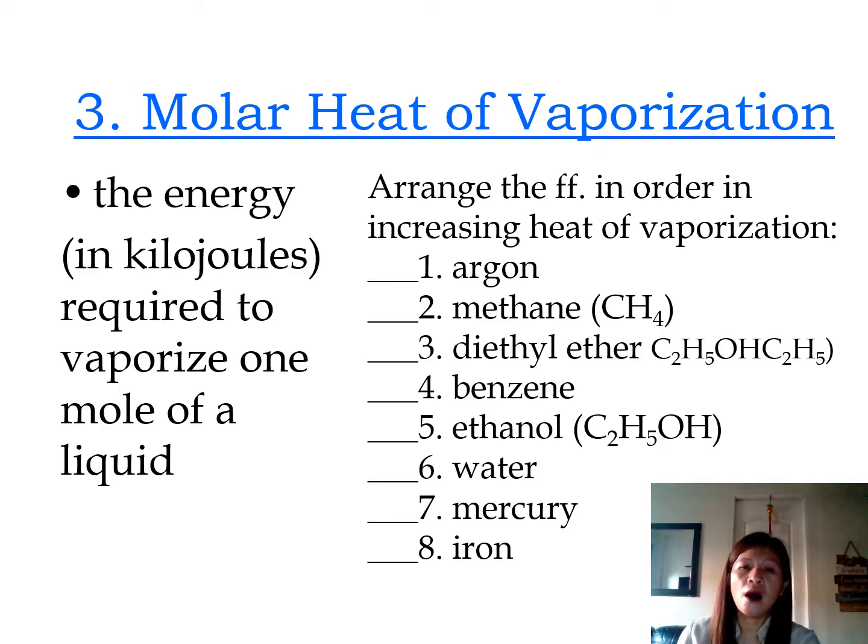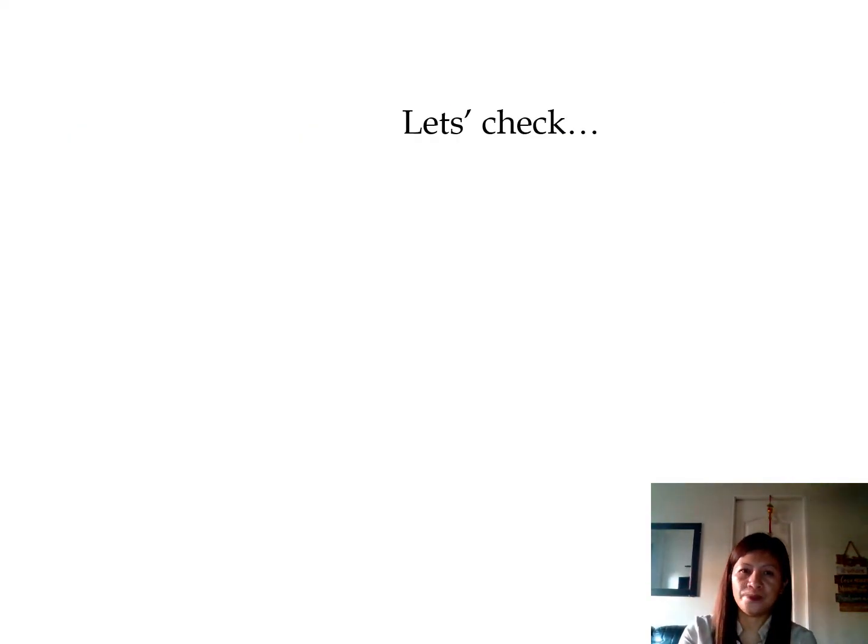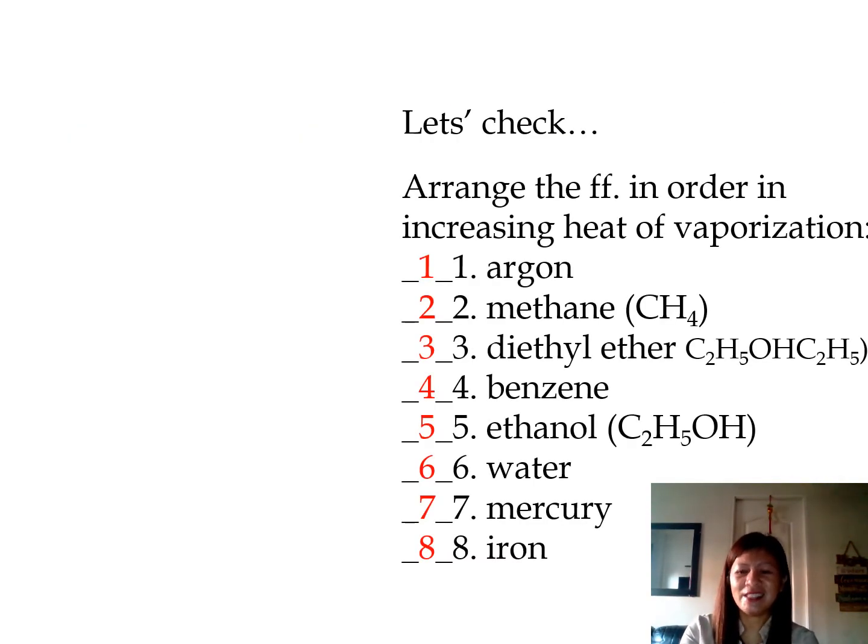We have argon. Argon is one of the noble gases. So this is a nonpolar molecule. Methane is also nonpolar. Diethyl ether is also nonpolar. Benzene, nonpolar. Ethanol, polar. Water, polar. Mercury, metallic. And iron, also metallic. So in terms of strength of intermolecular forces, you can determine the order in terms of heat of vaporization. And the answer is this.